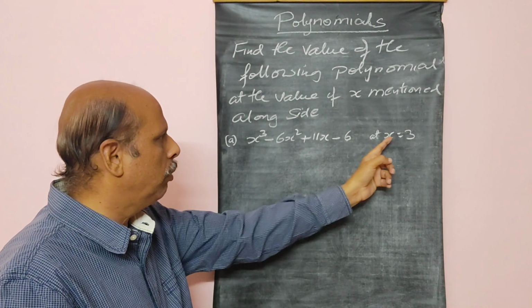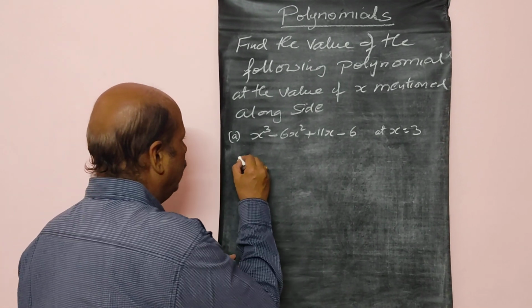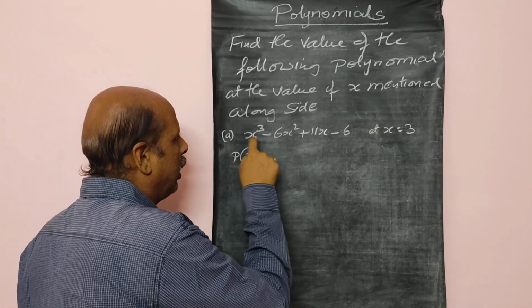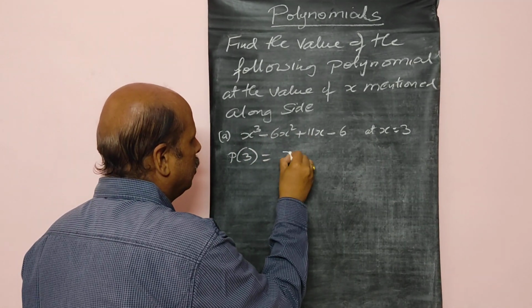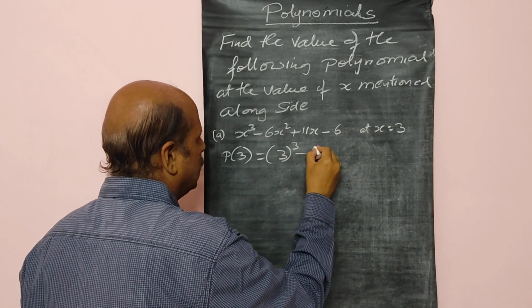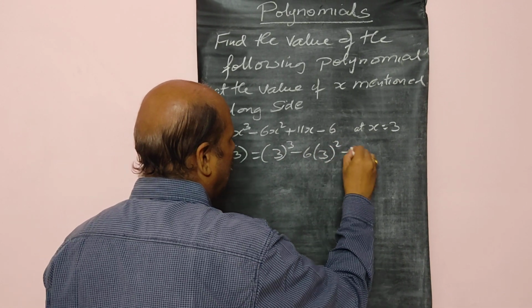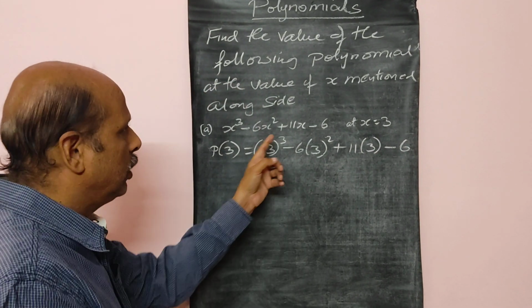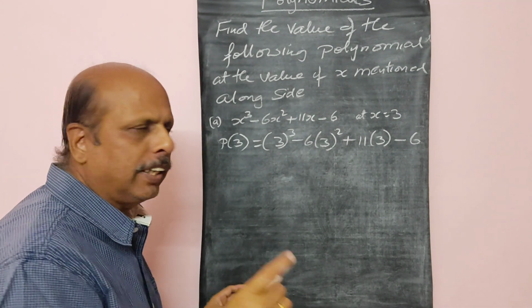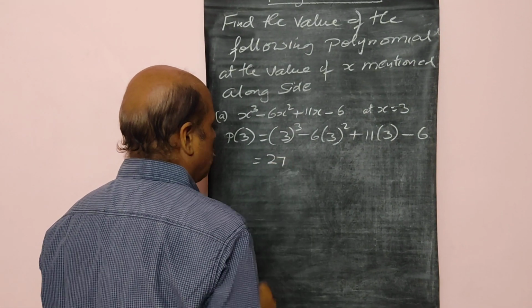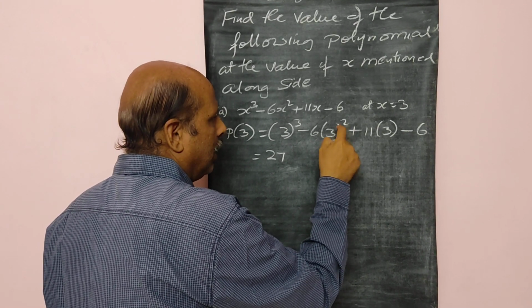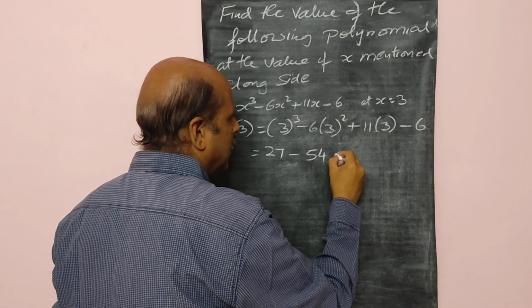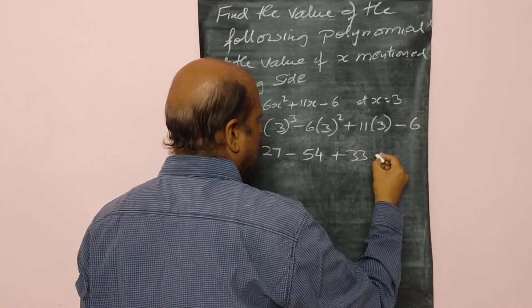So for the value of the polynomial at x is equal to 3, we are going to find p of 3. P of 3 means we are going to write 3 in place of x, wherever x is there. So 3 raised to 3 minus 6 into 3 raised to 2 plus 11 into 3 minus 6. So 3 raised to 3 means 3 into 3 into 3. 3 3s are 9, 9 3s are 27. So this is 27. 3 square is 3 3s are 9. 9 6s are 54. Minus sign is a minus 54. 11 3s are 33, plus 33, minus 6.